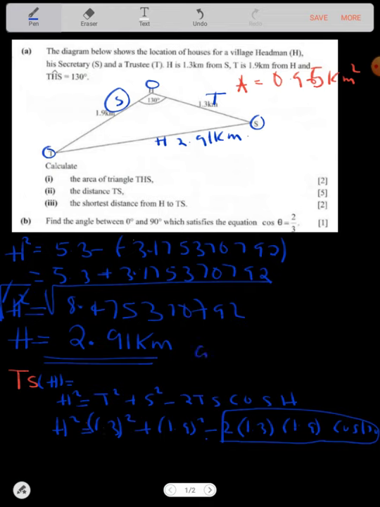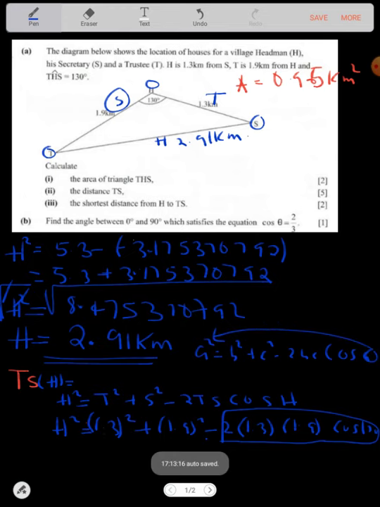Remember the cosine law is a squared, which is equal to b squared plus c squared minus 2bc cos A. The angle which is here should be the corresponding side for that.